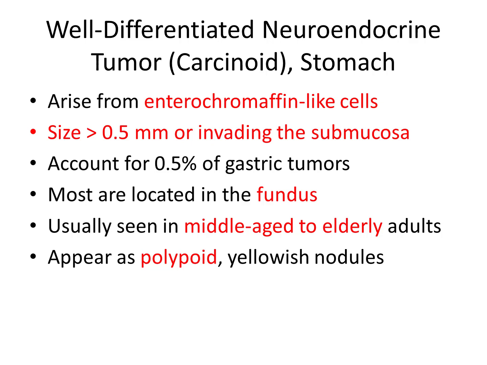Tumors that arise from these cells are generally well differentiated. They are, by definition, greater than 0.5 millimeters in size or involve the submucosa. They account for a small fraction of gastric neoplasms, somewhere around 0.5%. They arise in adults, most commonly in the fundus of the stomach, and appear as polypoid yellow nodules.